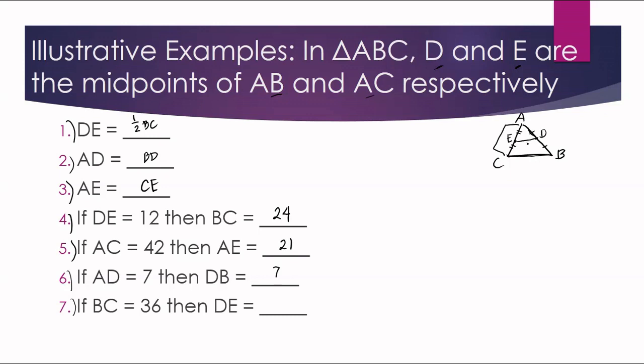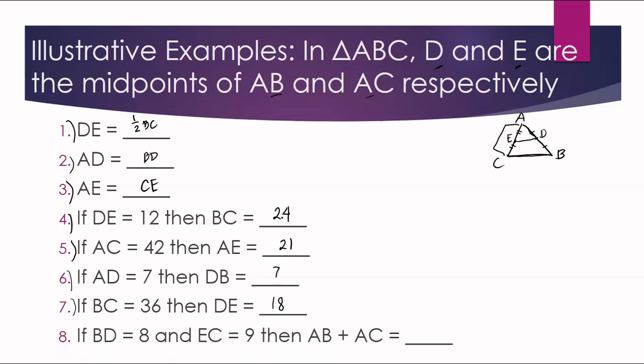What are you going to do to find the midline? Yes, it is half the measure of BC. So what is 1/2 of 36? Okay, 1/2 of 36 actually is 18. So DE is equal to 18 units.